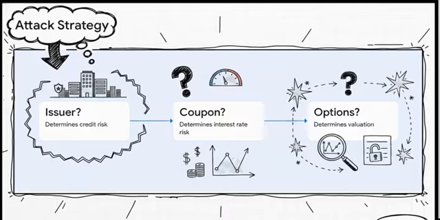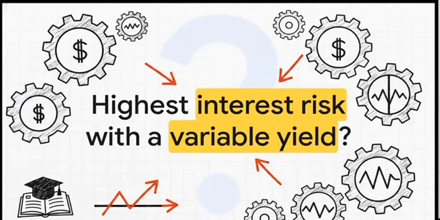That immediately tells you the credit risk. Number 2, how is the coupon calculated? That zeroes you right in on the interest rate risk. And number 3, is there an embedded option? That alerts you to valuation changes and price volatility. Honestly, if you break the complex question down into these 3 simple mechanical parts, the right answer is always going to reveal itself.